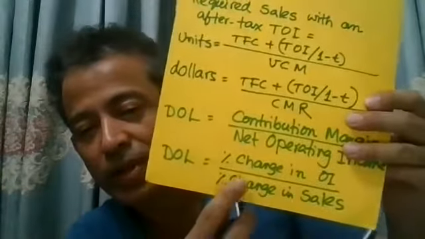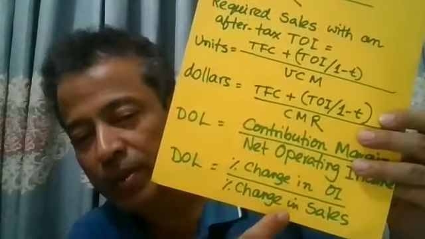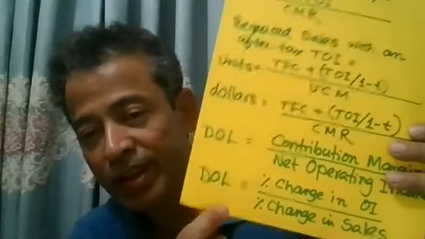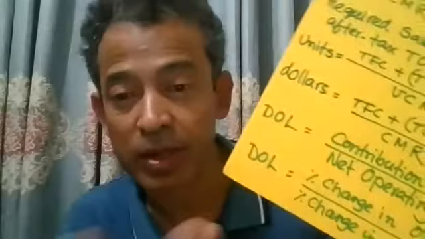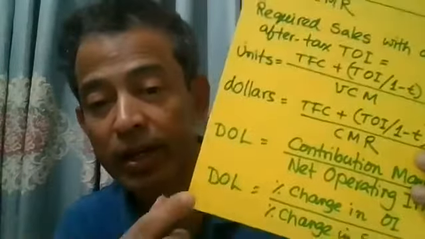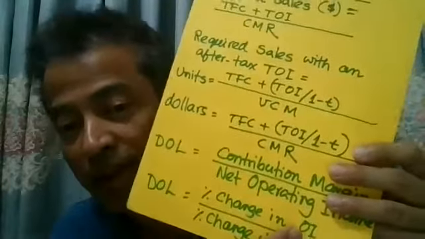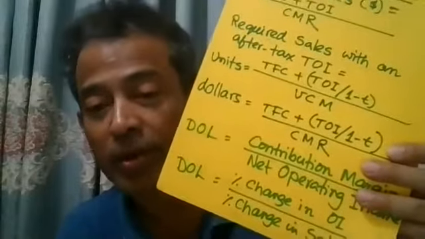I gave the finance definition of DOL: percentage change in operating income from a given percentage change in sales. That's called degree of operating leverage. And what is degree of financial leverage? That's not used in CVP, but a related concept. DFL, degree of financial leverage, is percentage change in net income, not operating income. That's percentage change in net income with a given percentage change in operating income, or EBIT.